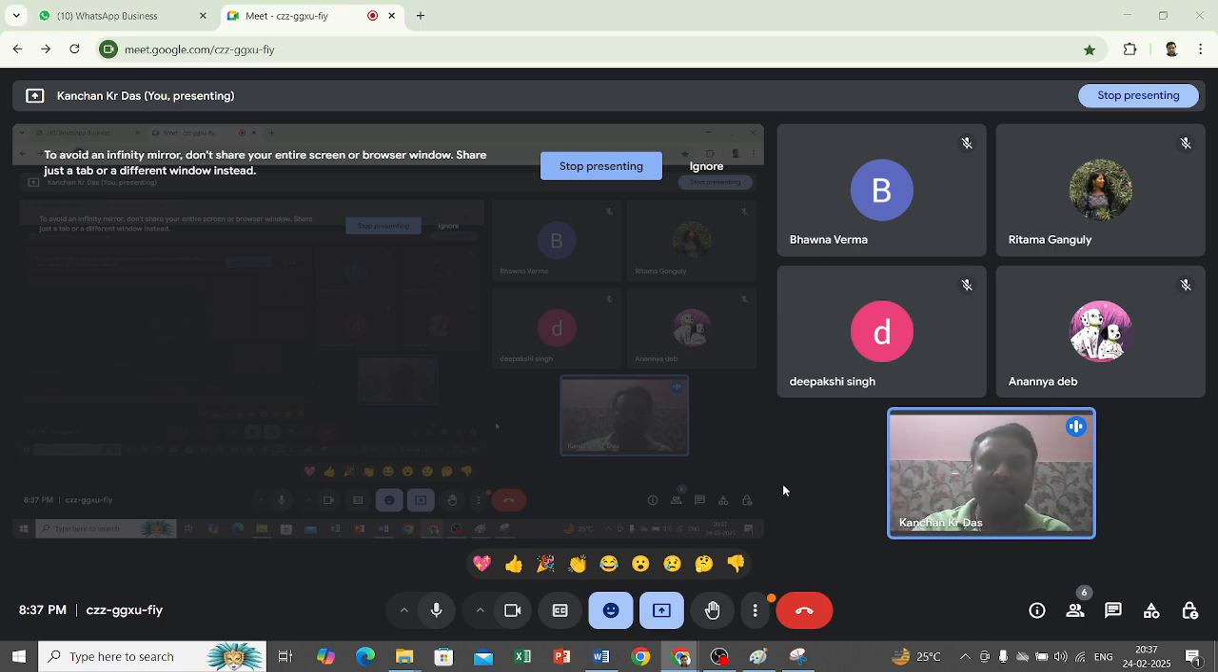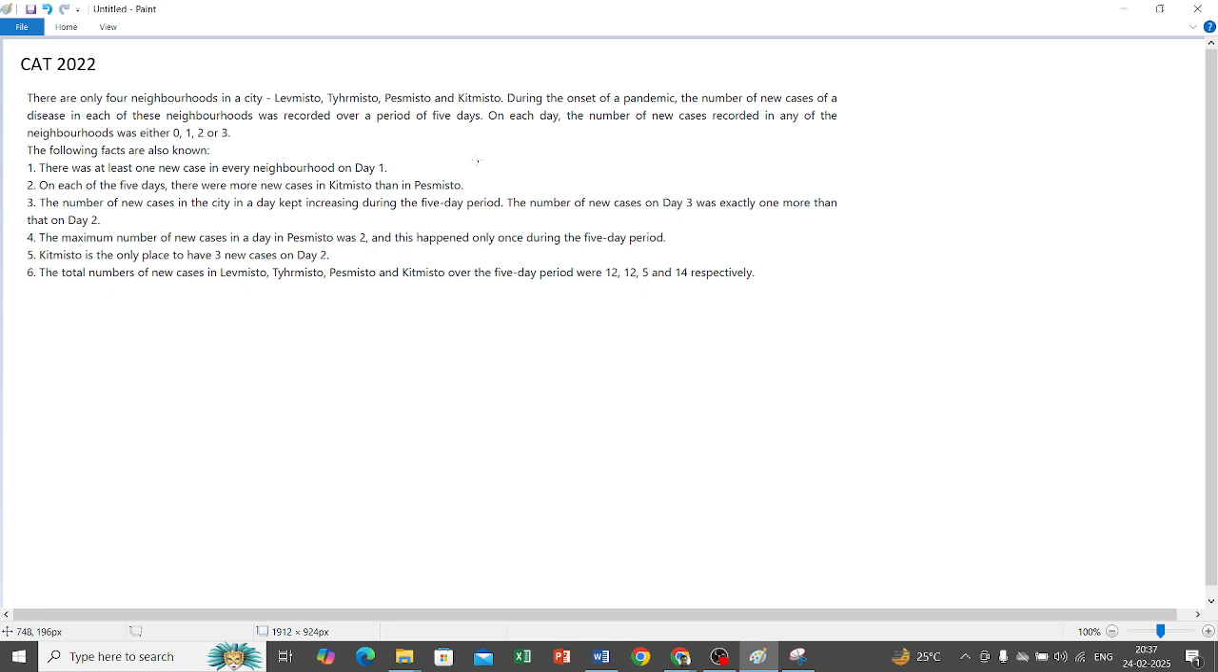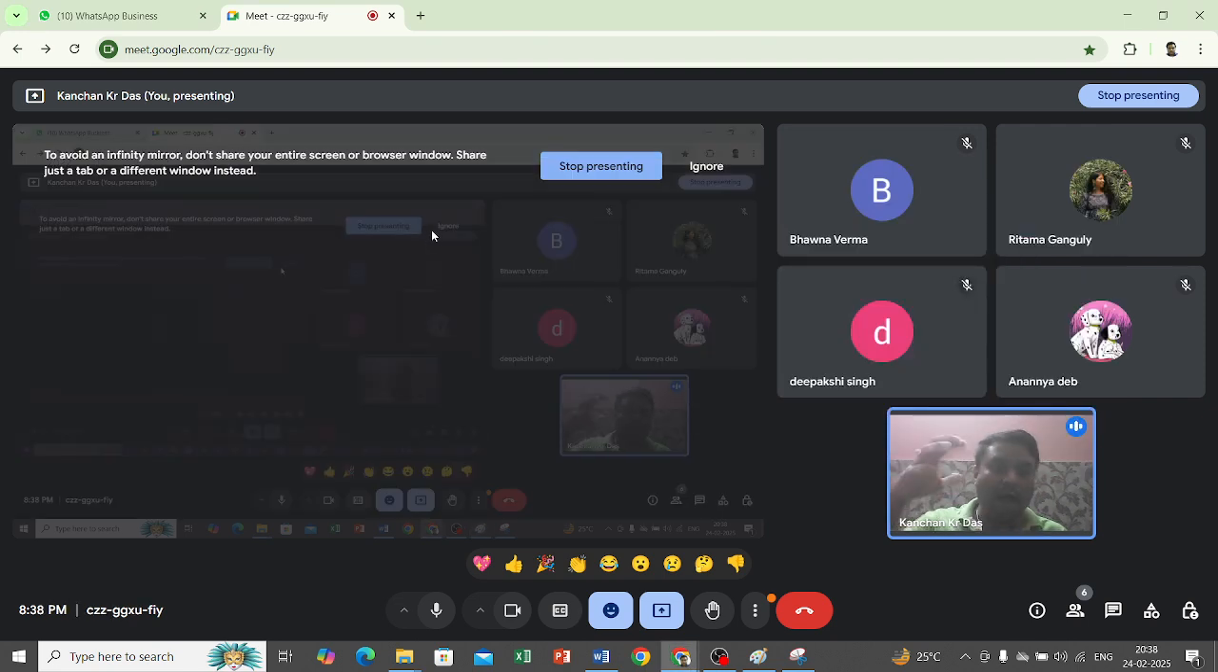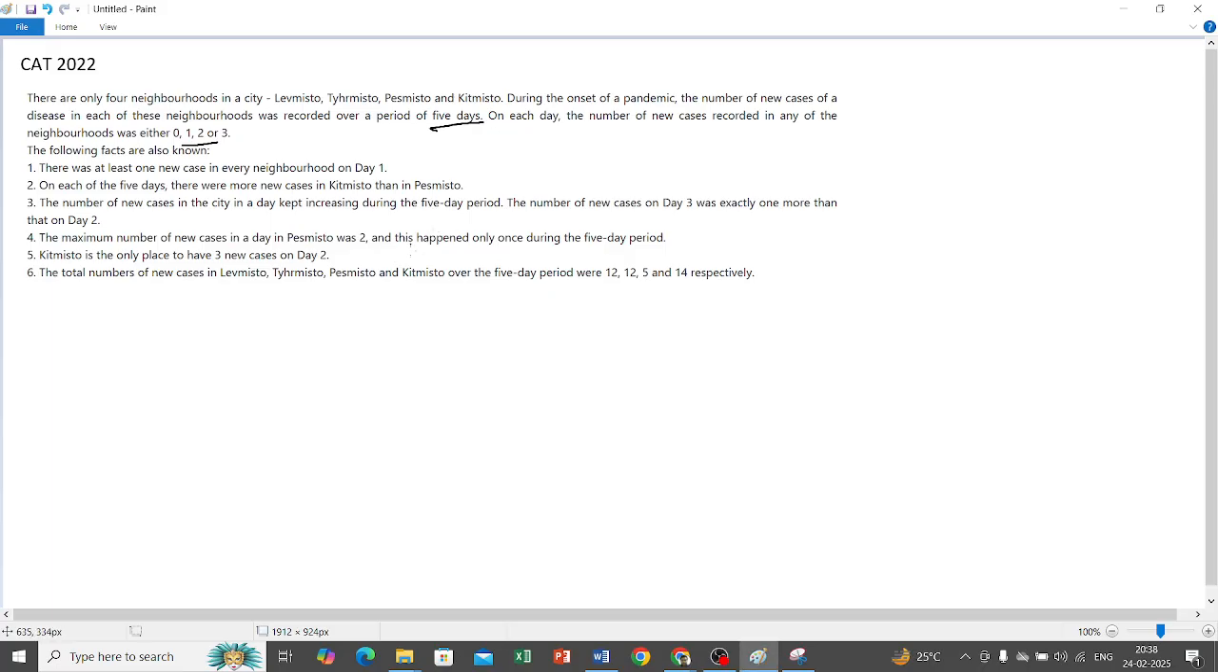This statement is clear, everyone, up to here? Yes, sir. Now see, on each day the number of new cases was either 0, 1, 2 or 3. That means I can use only these 4 numbers. I cannot use any other number for specifying the number of cases. The following facts are also known. Now this is the information that we have to use to frame our solution. There was at least one new case in every neighborhood on day 1.